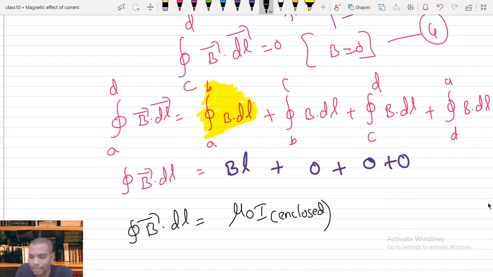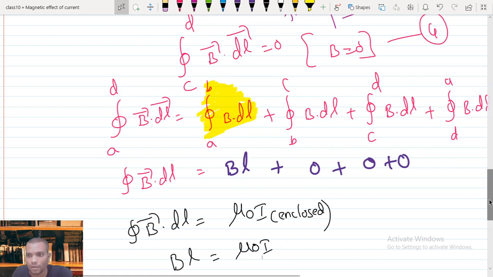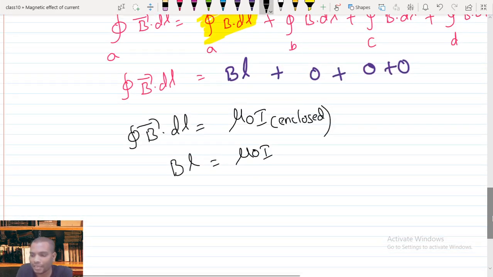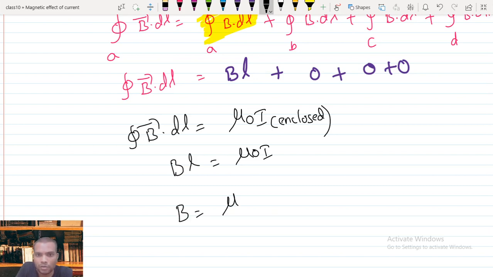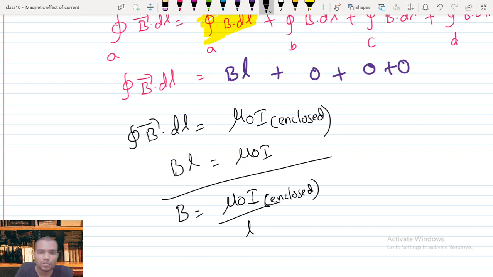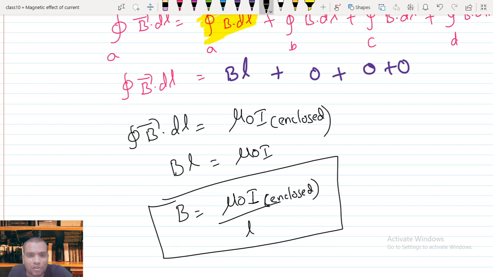Okay, so now I can write this as, in the place of B dot dl, B times L equal to mu naught times I. Now we need to write the magnitude of magnetic field. B equal to mu naught times I upon L. Here I is the current enclosed. So this is the formula for a solenoid, the magnitude of magnetic field.